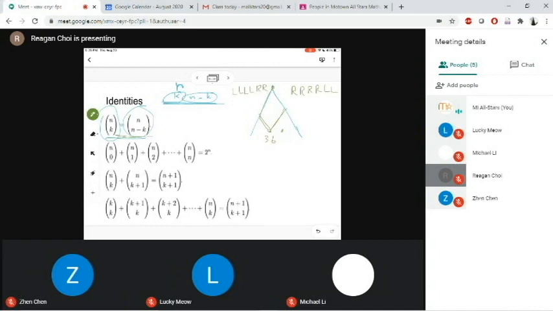Anyway, the algebraic proof of this is if you just do the formula for both combinations, you get this, which is obviously true because you can just switch them around. All right, so any questions about the first identity? And if not, we can go on to the second identity.